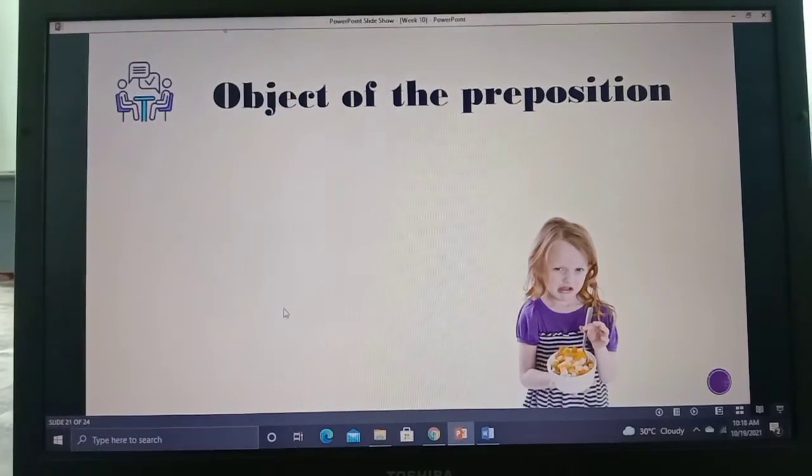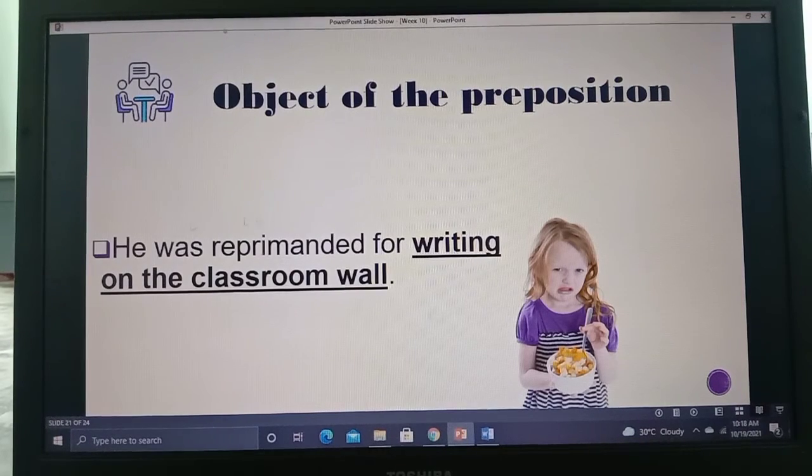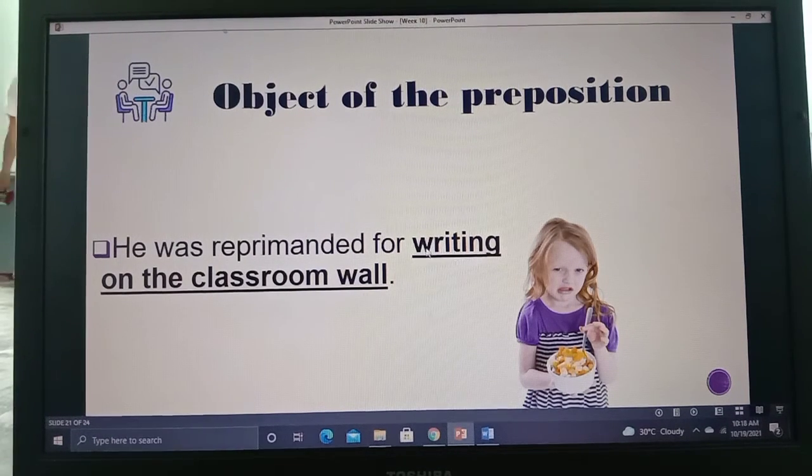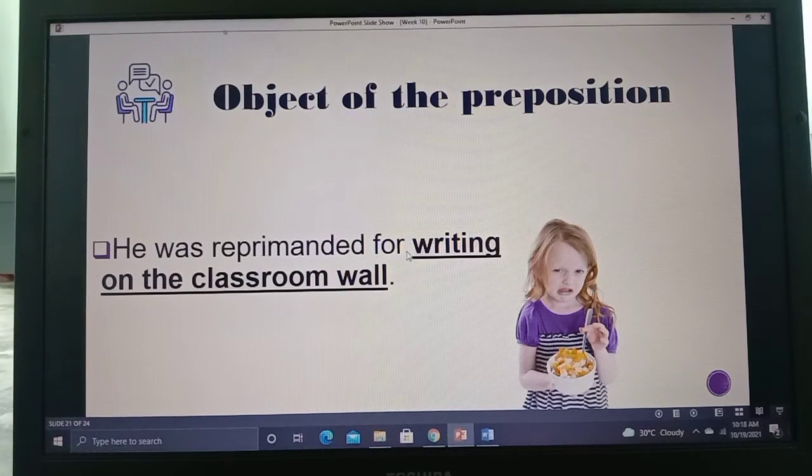Next one, we have object of the preposition. Kapag naman as an object of the preposition siya, ito yung example. He was reprimanded for writing on the classroom wall. So, ito yung writing. Naging object siya ng, ang role niya dito or ang function niya is an object of the preposition.